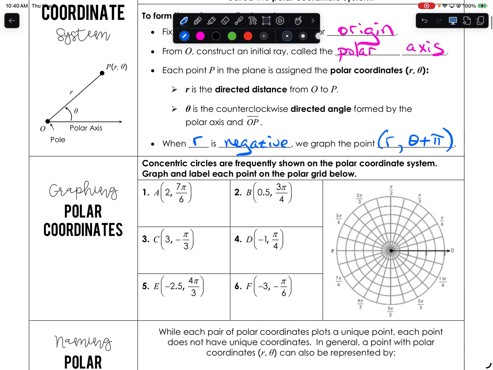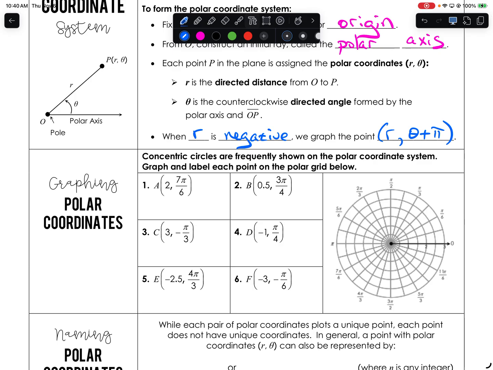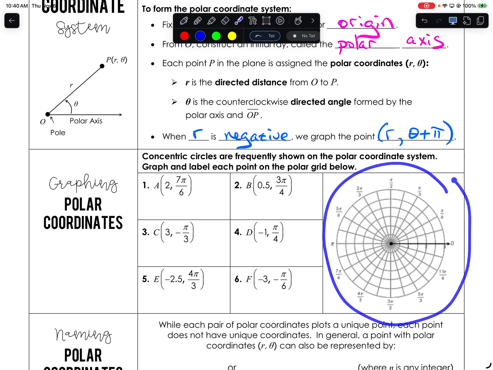Okay, so we're going to learn how to graph points in the polar coordinate plane over here. So you can look at that. Oh, people need unit circles. You want a unit circle for sure.